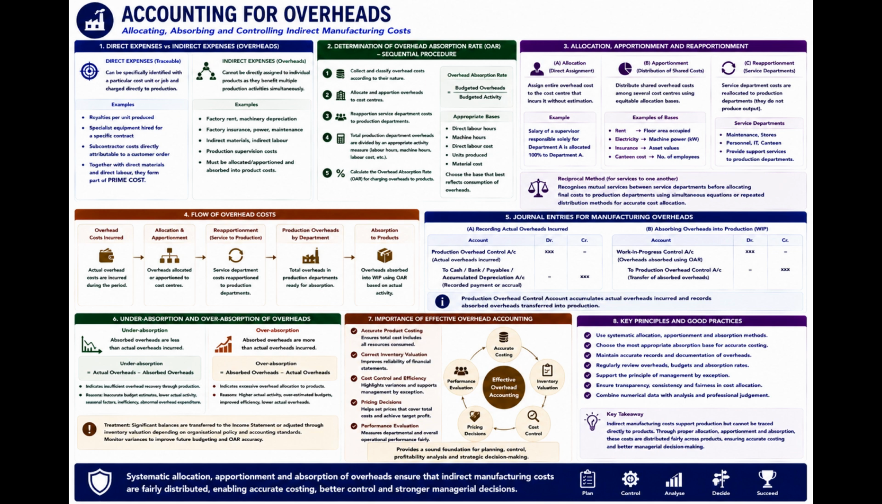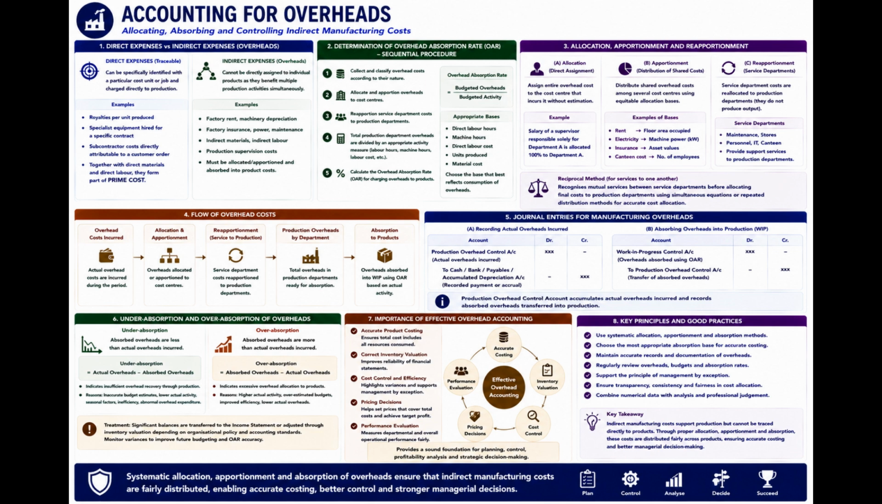Where service departments provide services to one another, the reciprocal method produces the most accurate cost allocation. This method recognizes mutual services exchanged between service departments before allocating final costs to production departments. Reciprocal allocation may be performed using simultaneous equations or repeated distribution methods, ensuring that all interdepartmental services are recognized before product costing calculations are completed.